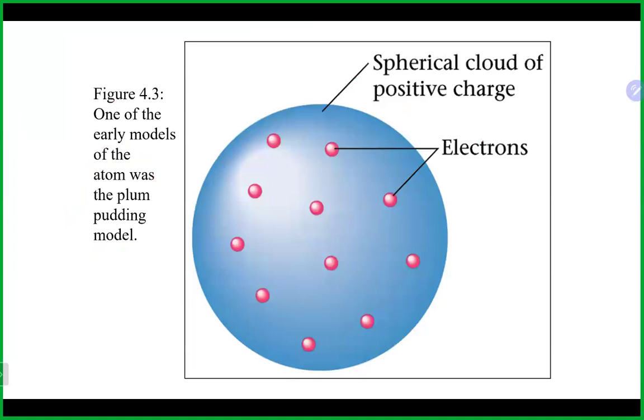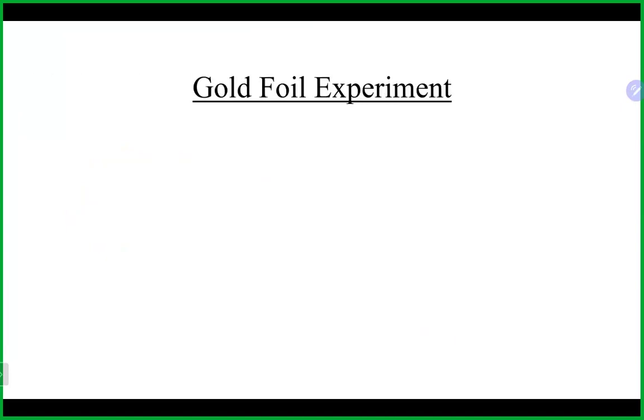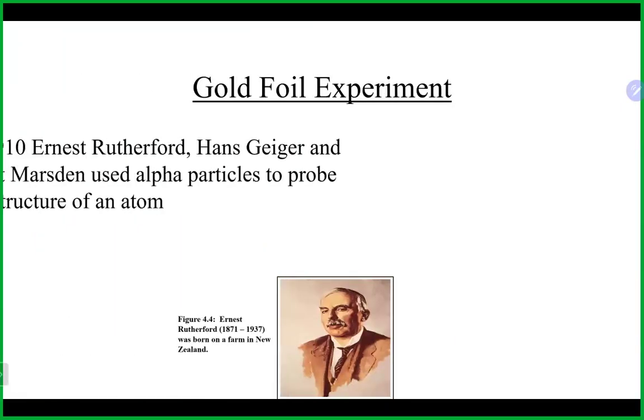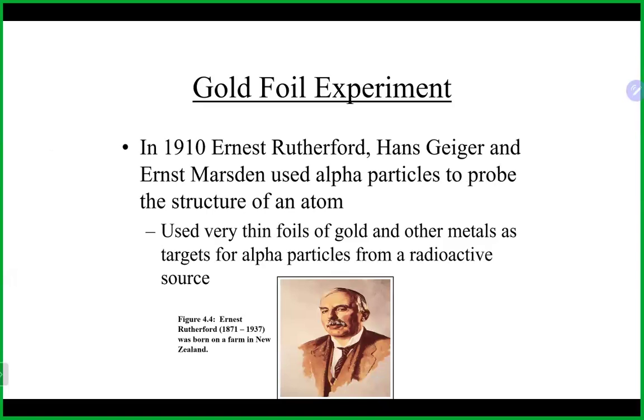And this is a much prettier picture, obviously, of our plum pudding. Again, the blue is all the positive. The red circles there are embedded electrons. Now, Rutherford did, along with a couple other guys, what is referred to as the gold foil experiment. And the gold foil experiment is a really important experiment, and it really did shape our modern idea of what the atom looks like, what is going on with the atom.